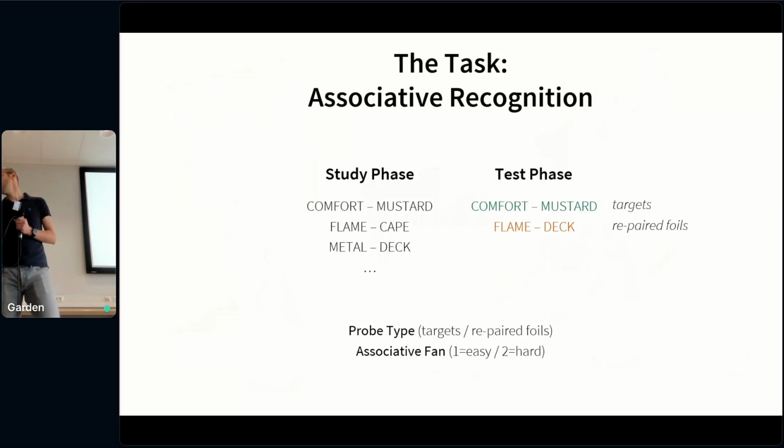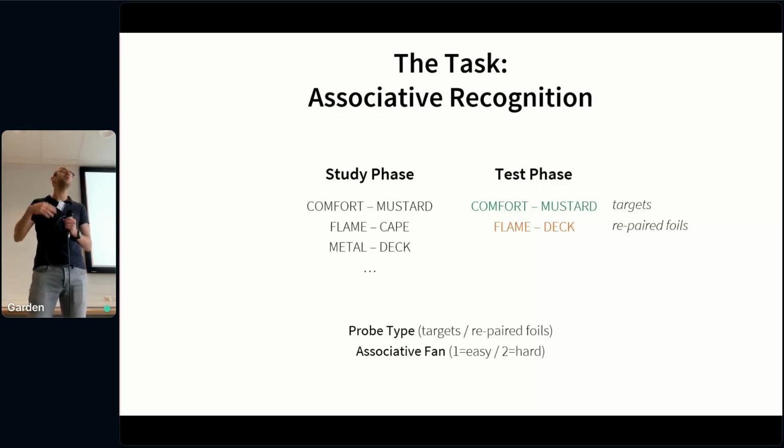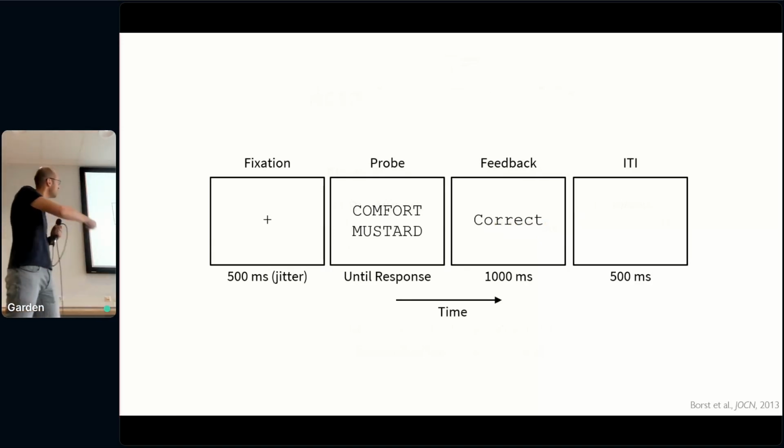That was the first manipulation, and the second manipulation is that we had an associative fan of 1 or 2, so words appear in either 1 pair or in 2 pairs, and we know that it is more difficult in the fan 2 case. What did we do? Participants saw a fixation cross, they saw the probe, they have to press a button, they get feedback, and we have an intertrial interval.